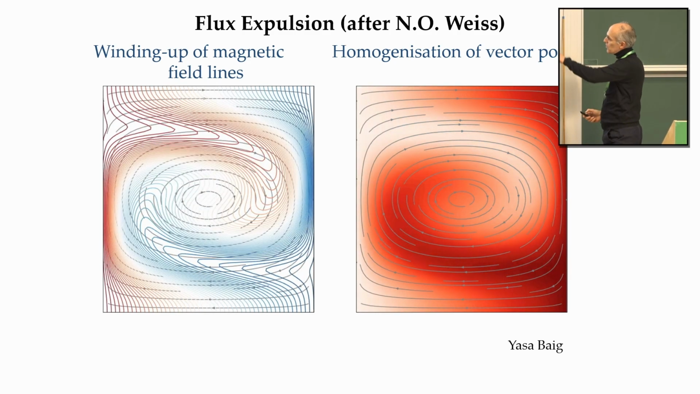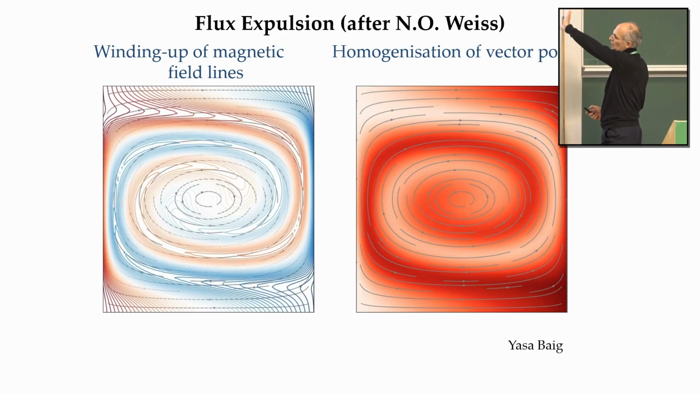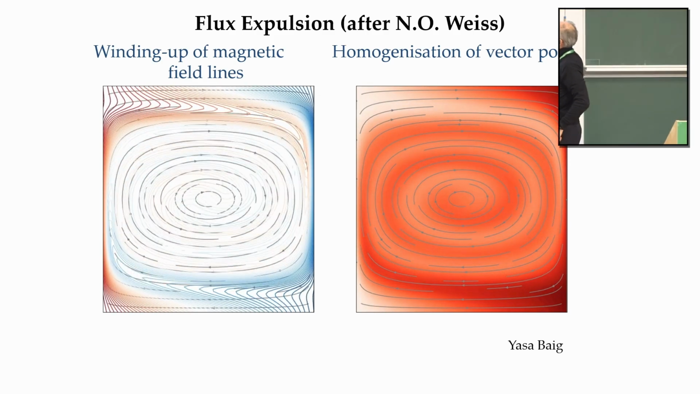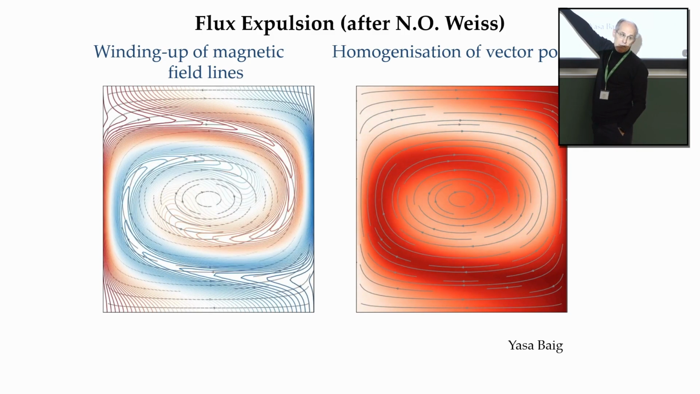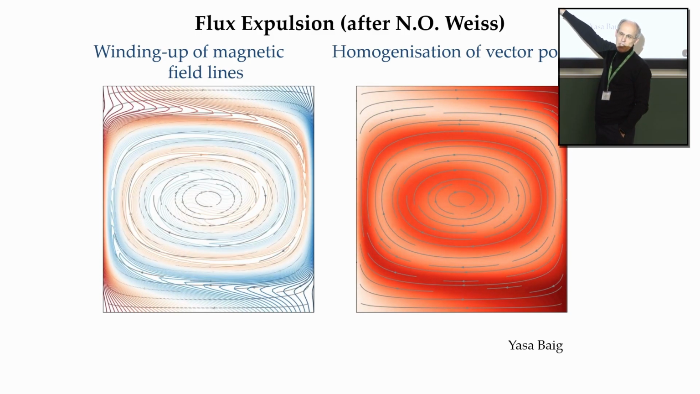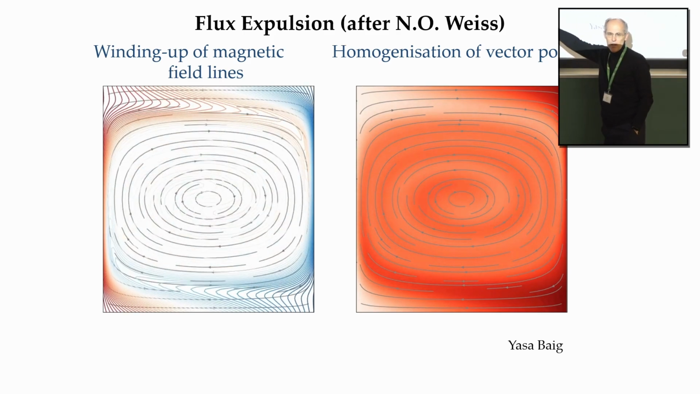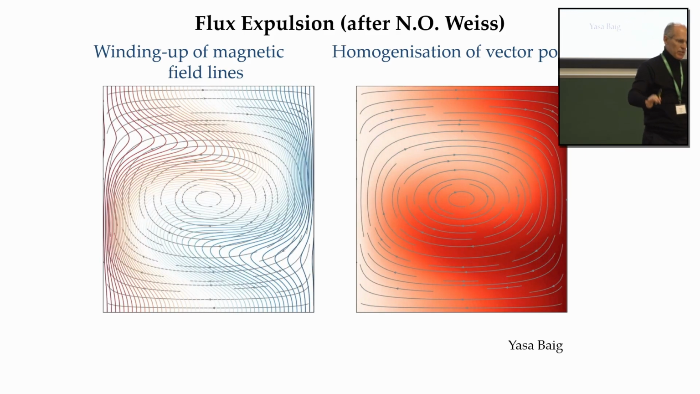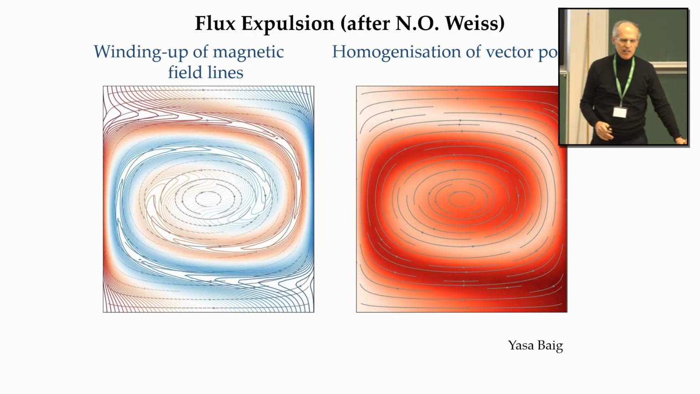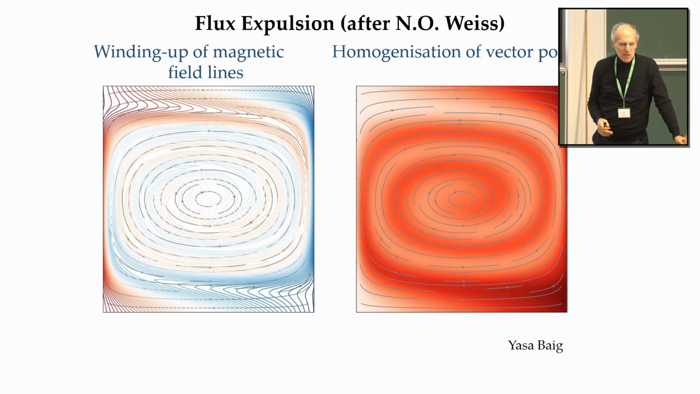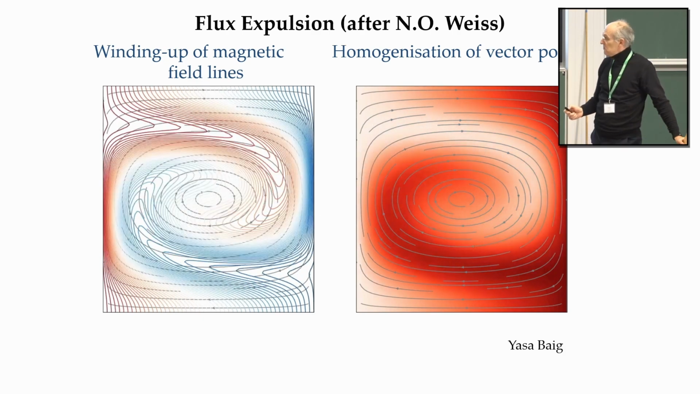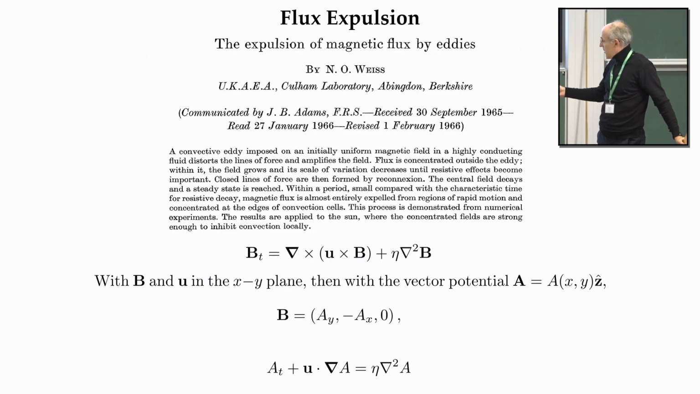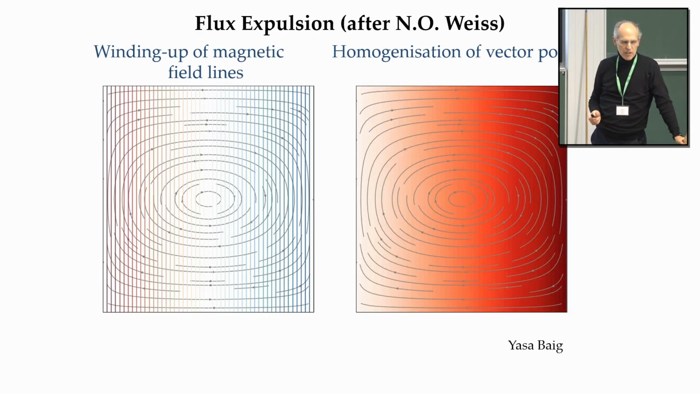And what you find, of course, is the field lines get all twisted up by the vortex, and the vector potential homogenizes inside the vortex, which means the magnetic field has been expelled. So this is flux expulsion by a single vortex, and there's an enormous literature on that. And I kept thinking that somehow there must be a connection between these two problems. I mean, it's the same kind of equation that we're dealing with, except that we don't have a single vortex.